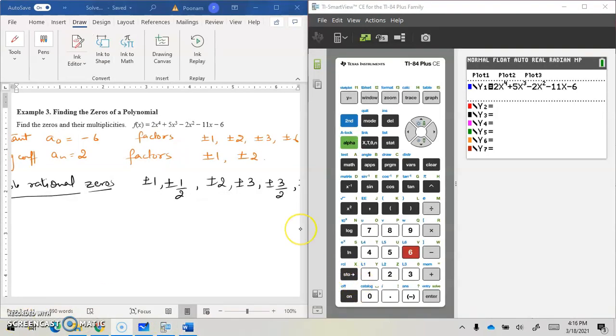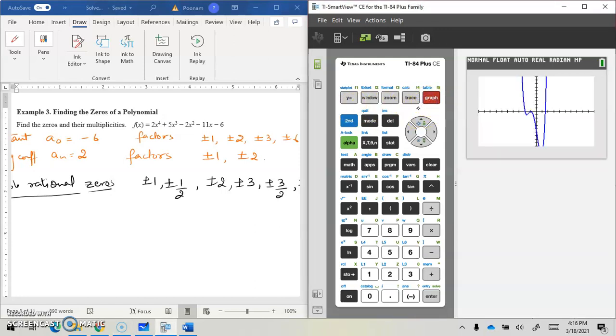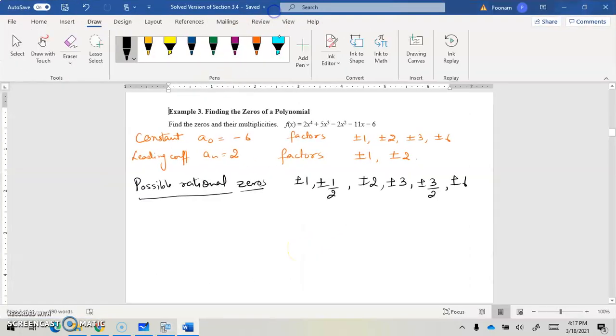Okay, so we have a list of possible rational numbers. What I did, I took my calculator and I wrote my function 2x raised to the power 4 plus 5x cubed minus 2x squared minus 11x minus 6 in the calculator and graphed it. And I see it looks like maybe 1 is a zero, negative 1 is a zero, and maybe negative 2 is also a zero. So that gives me some idea. I don't need to try 1 because my graph is not passing through 1, right? So let's check negative 1.